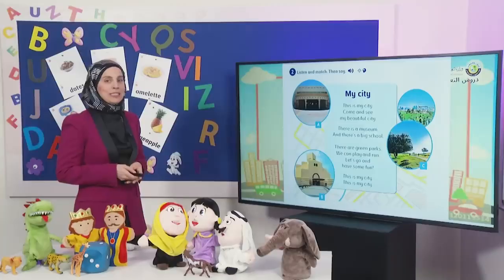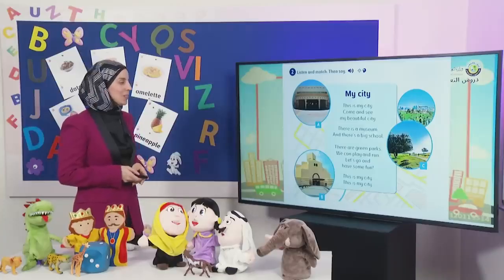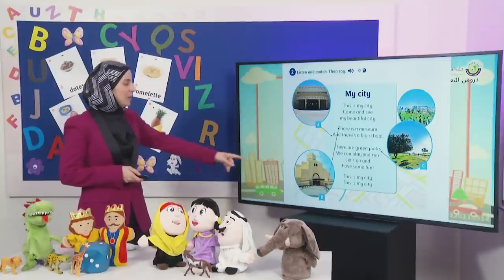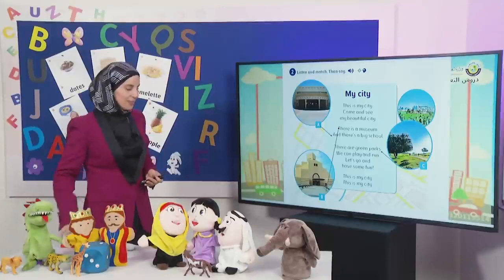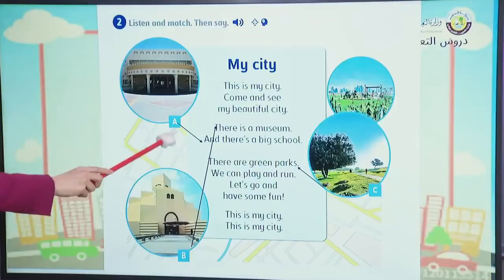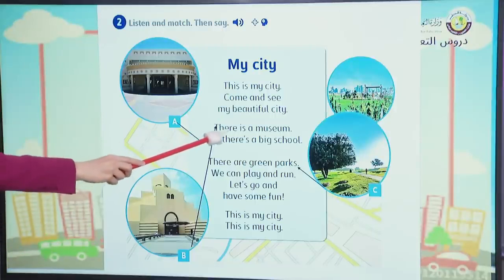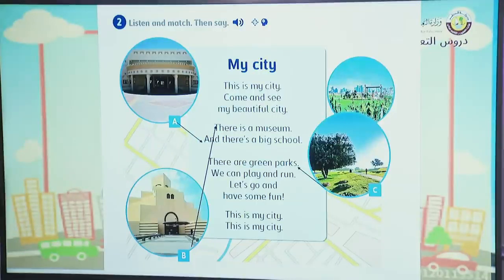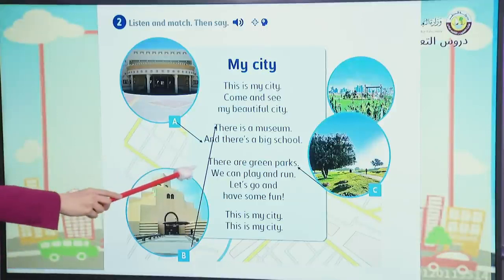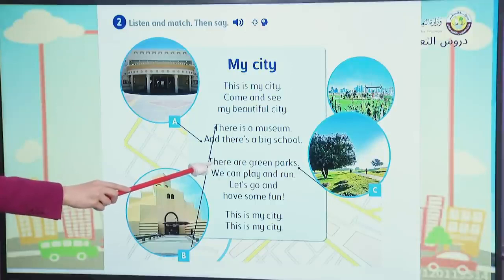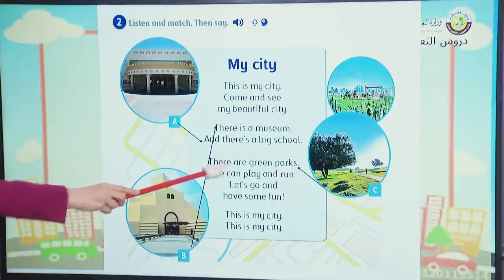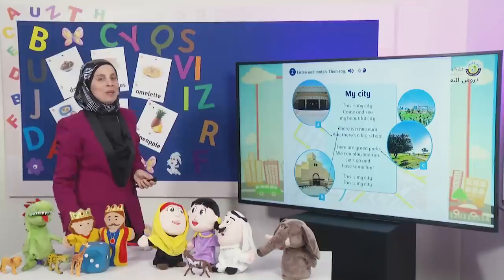Now my students, let's check answers, okay? A, there's a big school. B, there is a museum. What about C? There are green parks. Excellent, my students.